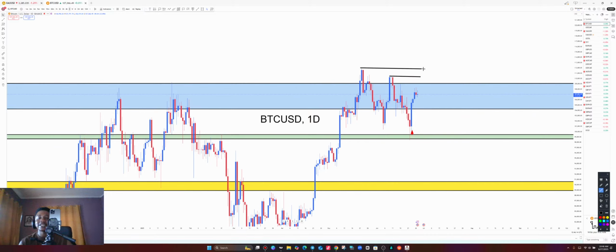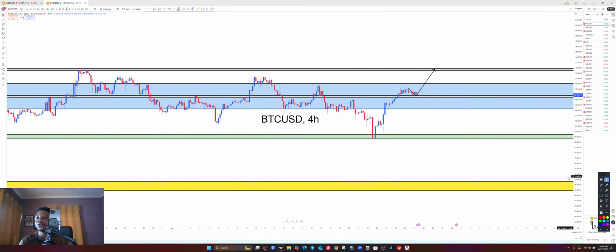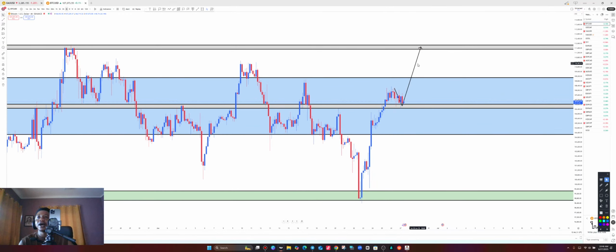Let's go quickly to the 4H, understand the full structure and how we are going to buy on this pair. Okay, so this is also the 4H time frame of BTC USD. Let me take this off so we can see clearly together.